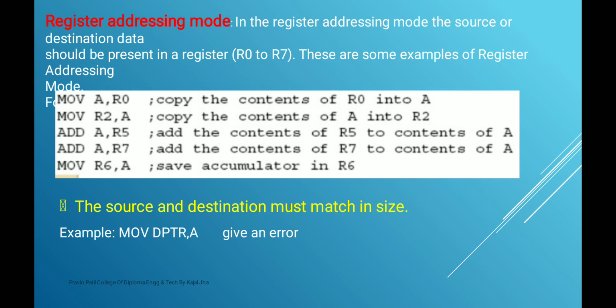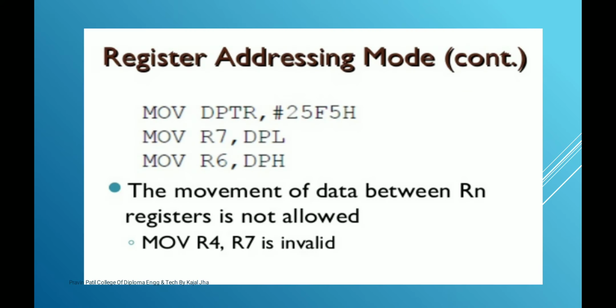Then next, register addressing mode: MOV DPTR, #255 (F5H), and MOV R7, DPL. MOV R7, DPL is right, and MOV R6, DPH is right, because DPL is 8-bit and R7 is also 8-bit, so they match in size.